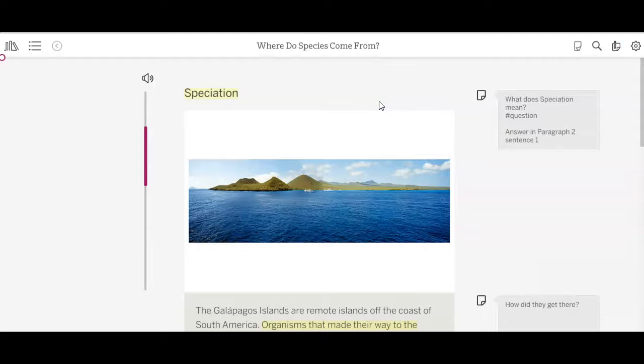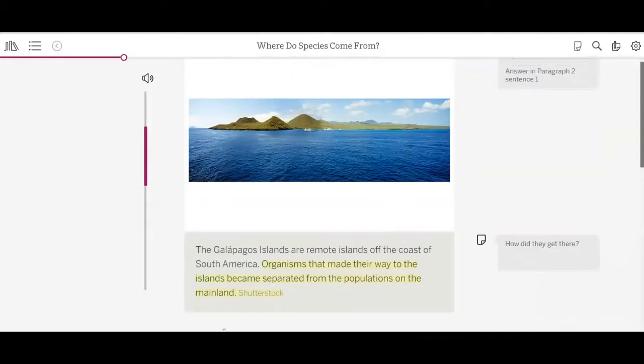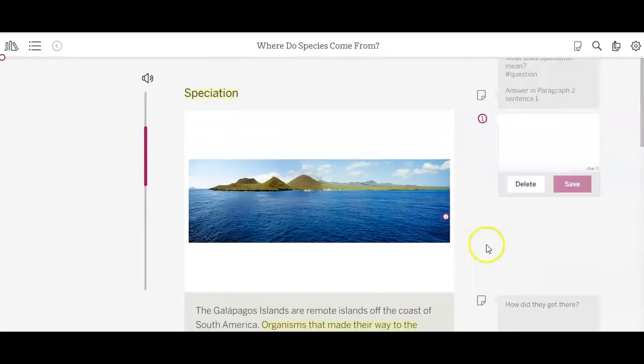And so just like I read that, at first I was kind of wondering, we're talking about animals. Why is there a body of water right here? Well, after I read that species get separated because of barriers of bodies of water or mountains, I now realize why there's a giant body of water here. Okay, so that's something that I could have made a note about, right? I can click on this and I can make a note to this is a barrier.